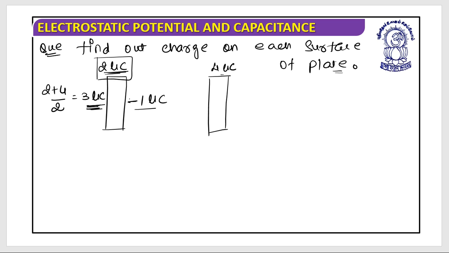Now what happened next? This is minus 1 microcoulomb. So charge would be induced. It is of the same magnitude but opposite nature. So this is plus 1 microcoulomb. Now again I need to check this. I have given 1 over here. Total should be 4. So the remaining part would be on this section. So this is plus 3 microcoulomb. And yes, this has been done. Is it over? Yes.